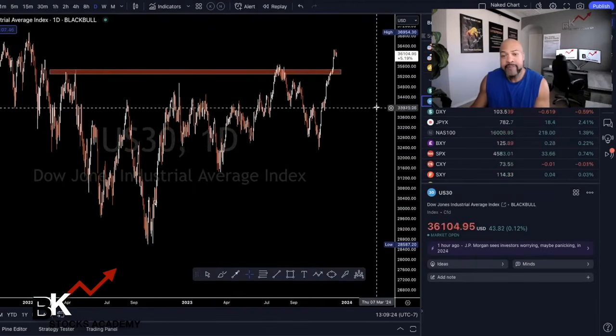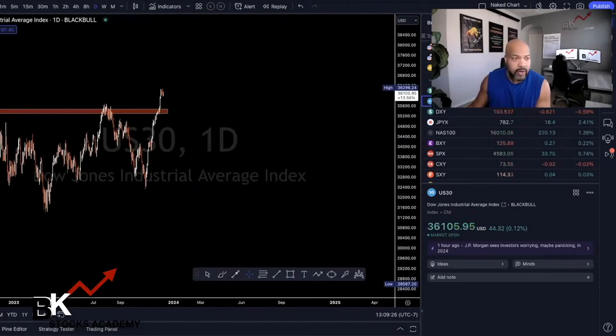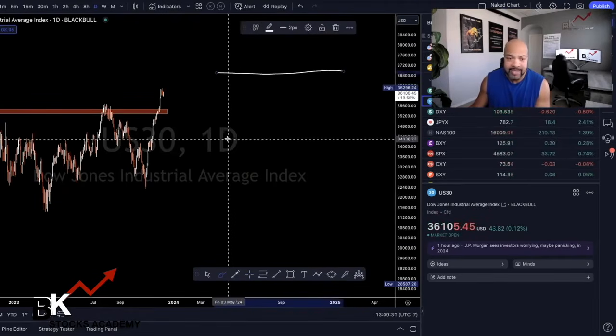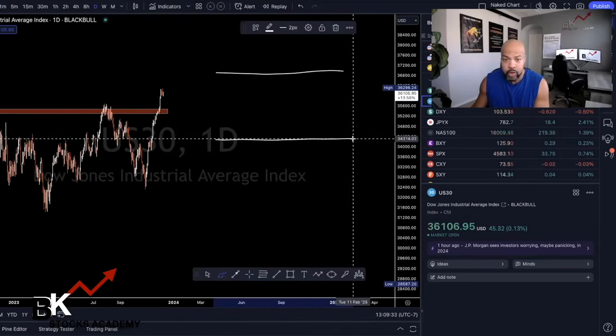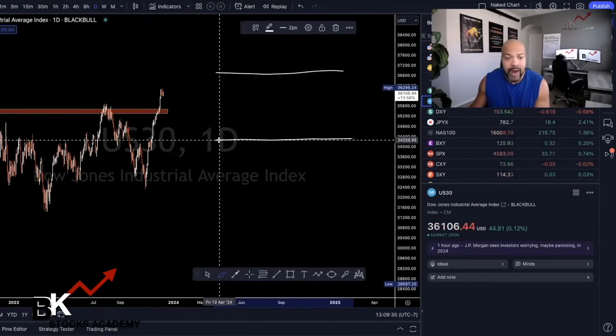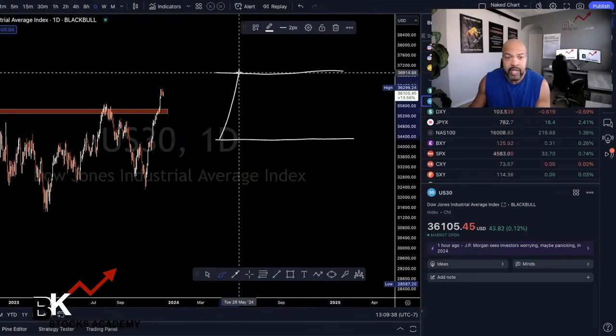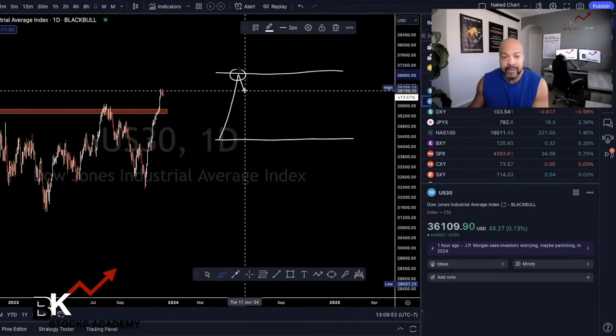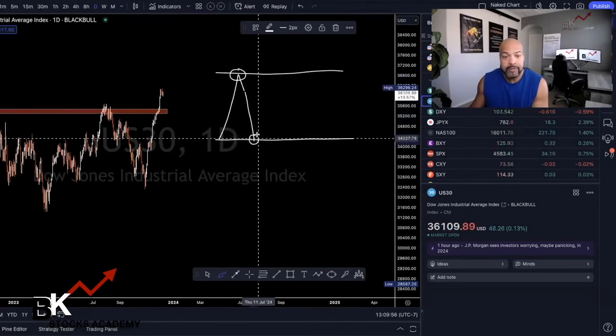So if you're unfamiliar with what resistance is and support, I'll give you a brief demonstration. We have resistance here, you can call it the ceiling, and we have support, which is the floor. And oftentimes when price gets to the ceiling, it will reject and bounce off. And this is how you can sometimes identify how you want to trade the market. And the same as support. If price comes down to support, oftentimes you want to buy.